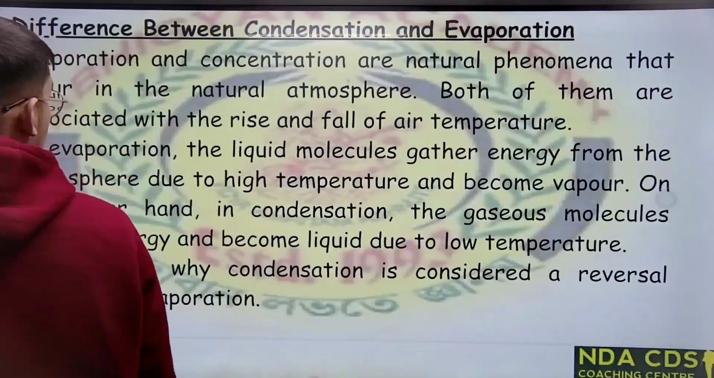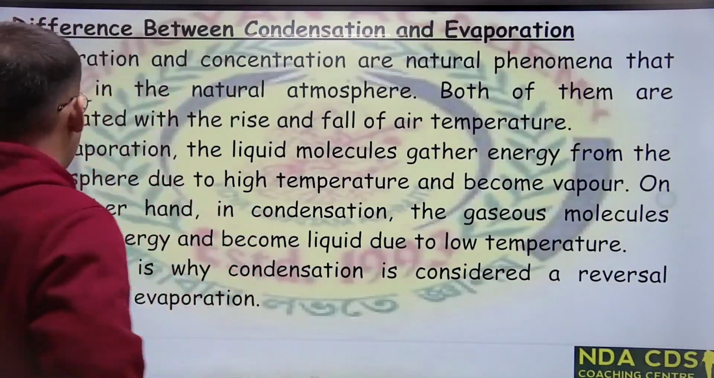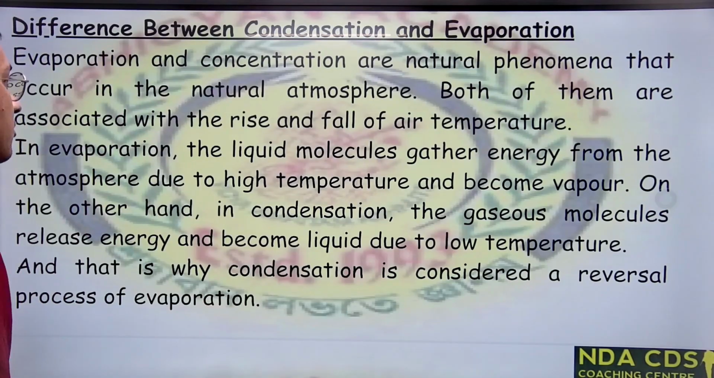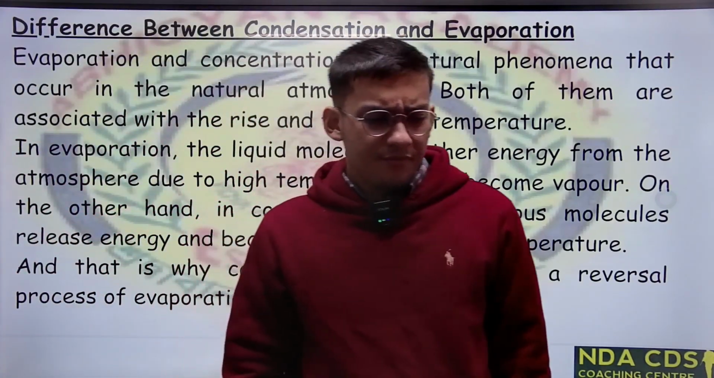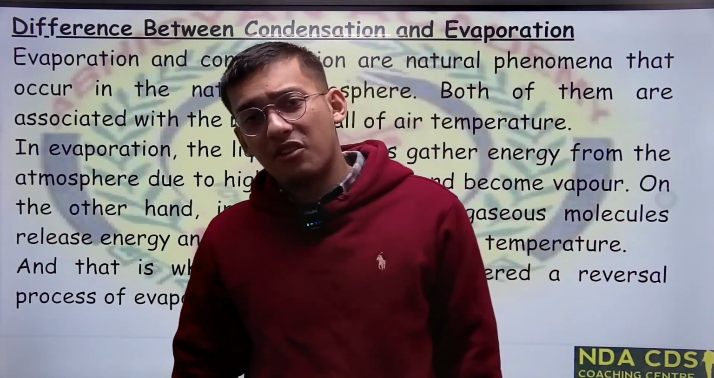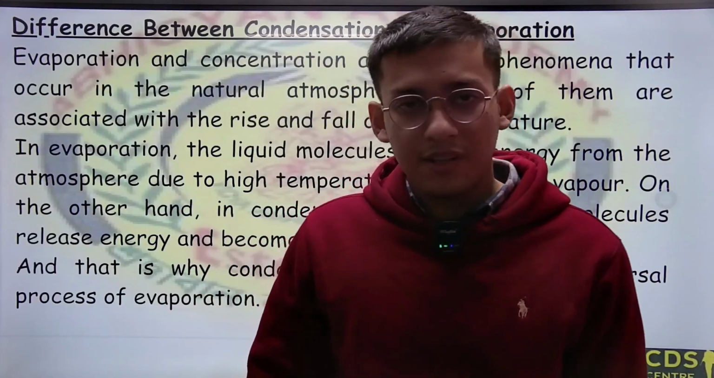Now, we have the difference between condensation and evaporation. Evaporation and condensation are natural phenomena that occur in the atmosphere. Both of them are associated with the rise and fall of air temperature. In evaporation, liquid molecules gather energy from the atmosphere due to high temperature and become vapor. On the other hand, in condensation, gaseous molecules become liquid. So it's very easy. Basically, in evaporation, liquid becomes gas. In condensation, gas becomes liquid. That's the only thing you have to remember.